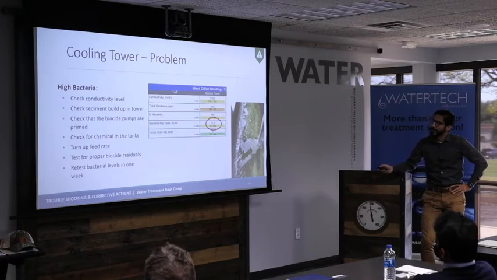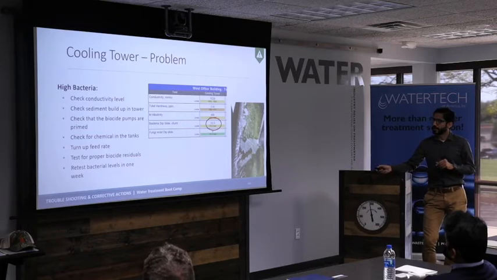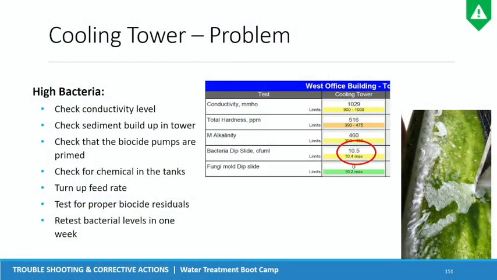So on your regular service day, you're taking numbers and you see that your bacterial dip slide is higher. Now what you do is you start looking and saying, okay, I went through this water tech training and I know that I need to look at it systematically and do a root cause analysis. So you check the conductivity level. Conductivity level is fine. Check sediment buildup in the tower. So you actually have to go up to the roof and look in the basin and see if there's a lot of dirt in the tower.